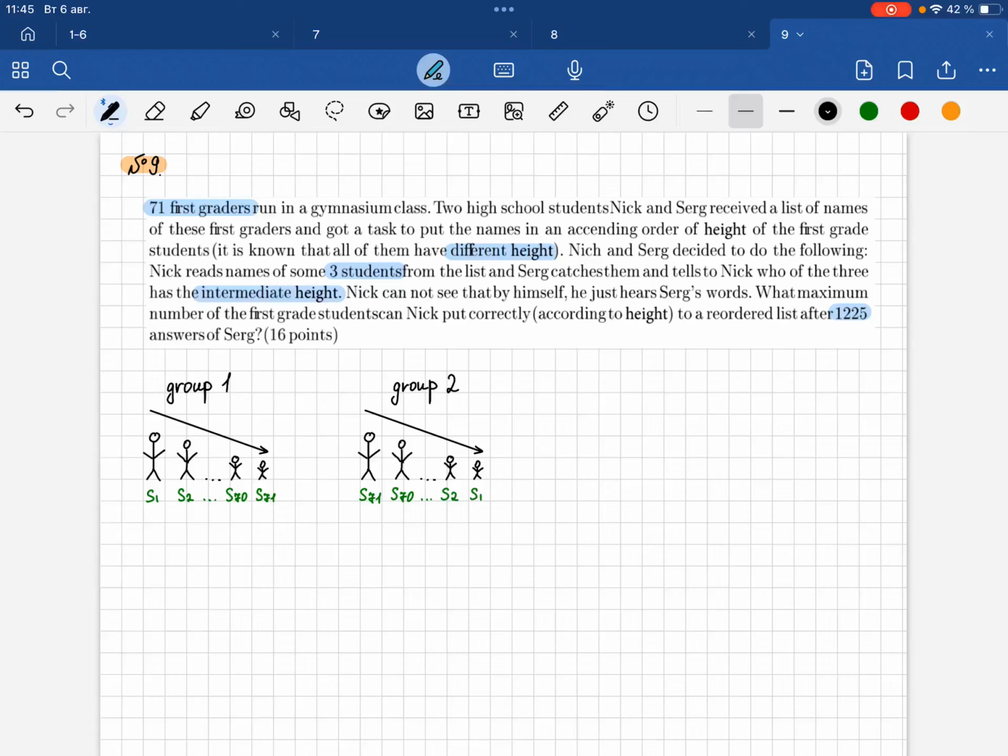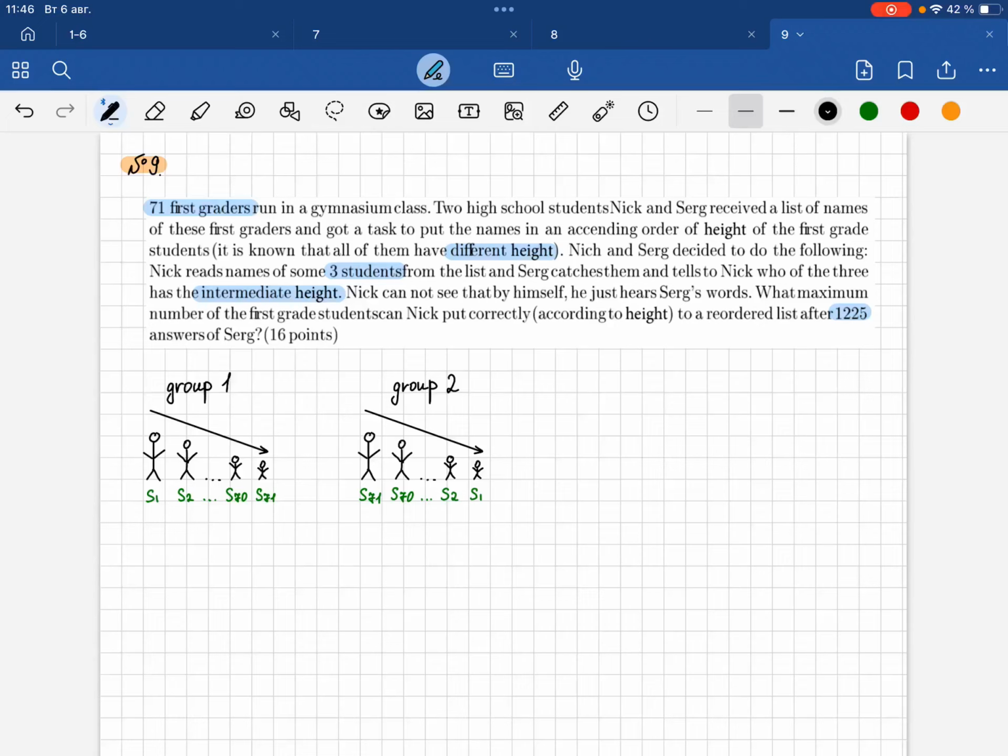Nick and Serg decided to do the following. Nick reads names of some 3 students from the list, and Serg catches them and tells Nick who of the 3 has the intermediate height. Nick cannot see that by himself, he just heard Serg's words. This last statement means that Nick doesn't know the tallest and the lowest students from the pair of students left.